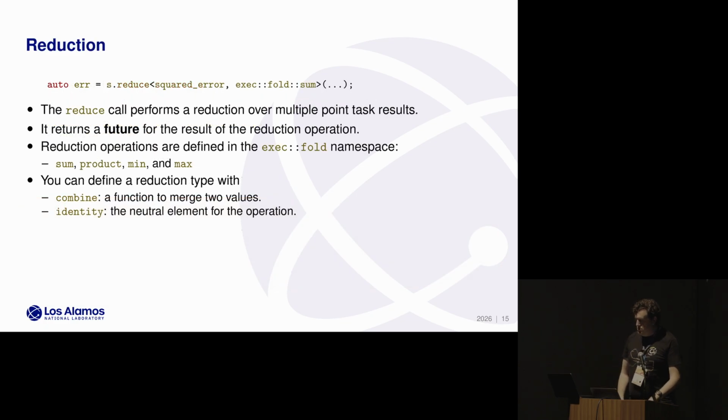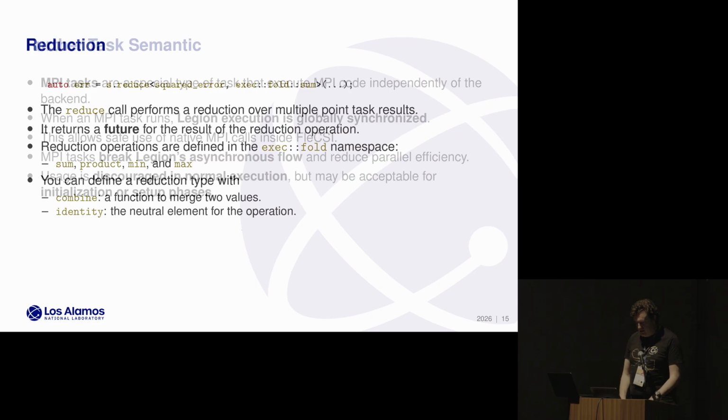There's one other thing that you can do with futures, which is you can get a reduction to happen. When a task returns a value, you can ask for the values from the different point tasks to be combined into one with the usual operations of sum, product, min, and max, as well as custom operations if you wish. You still get a future back from this, but now the future describes the one reduced result from all of the point tasks. And the same things apply. You want to force that only when you absolutely need it.